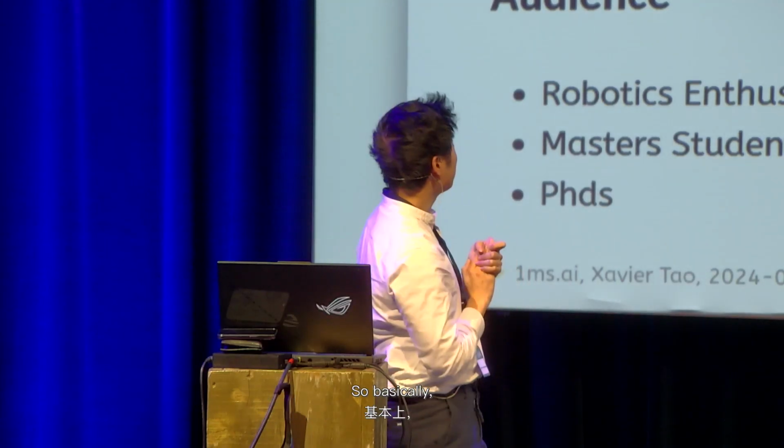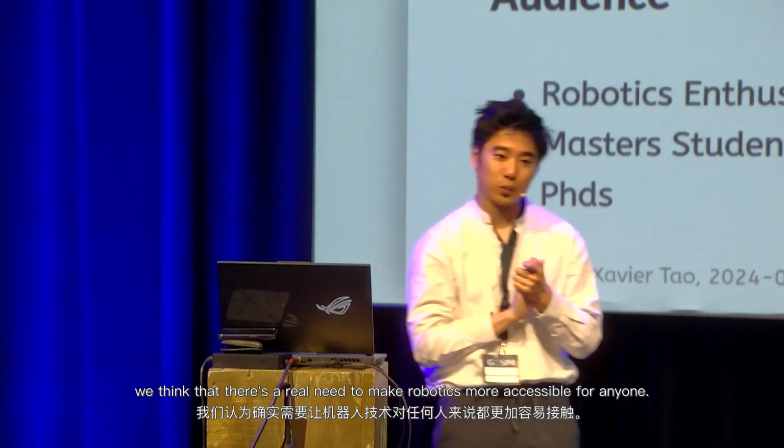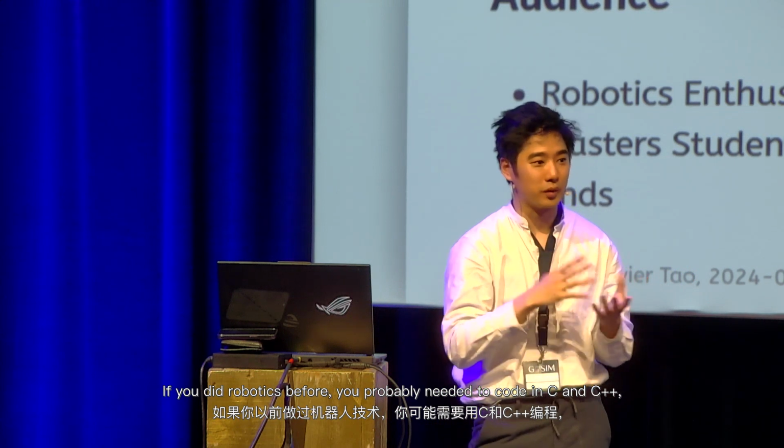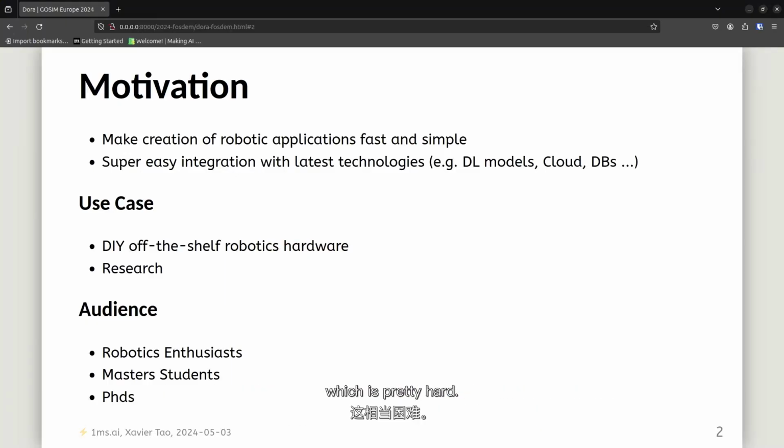So basically, we think that there's a real need to make robotics more accessible for anyone. If you did robotics before, you probably needed to code in C and C++, which is pretty hard, and we kind of want to make it a lot more simple. For example, use Python or Rust, which is more accessible than other technologies.